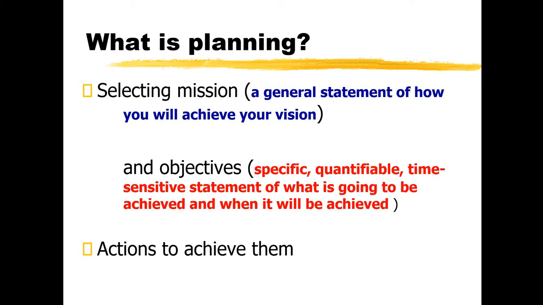Objectives are specific, quantifiable, time-sensitive statements of what is going to be achieved and when it will be achieved. So you can see from here that objective is highly quantitative. It is measurable. Only then we will understand whether we have actually achieved it or not. So planning is selecting mission and objectives and actions to achieve them.